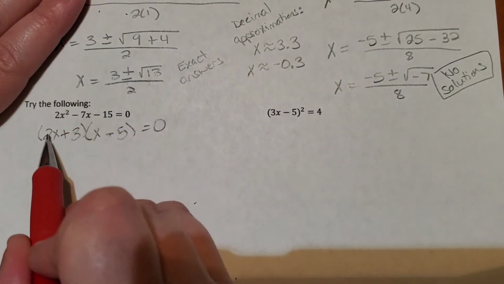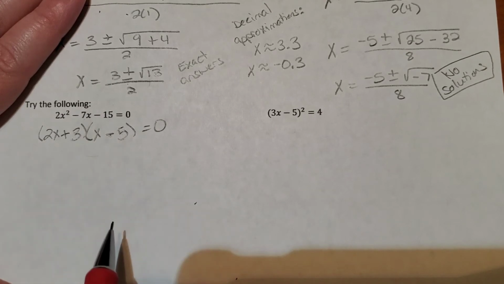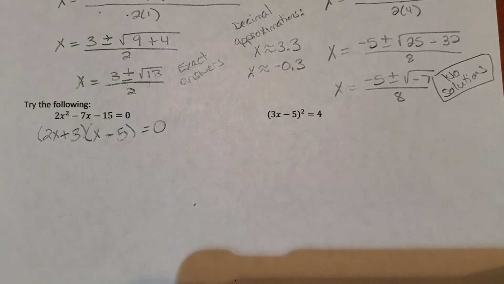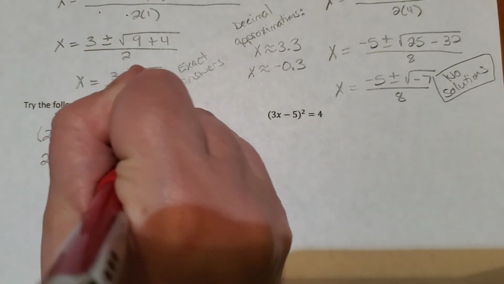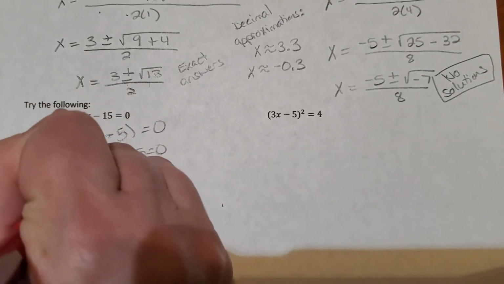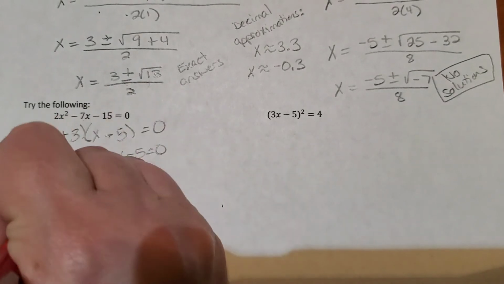Again, we can always double check. We get 2x squared minus 10x plus 3x gives us minus 7x. And then 3 times negative 5 is negative 15. Setting them both equal to 0 and solving, we get x is equal to negative 3/2 and x is equal to 5.